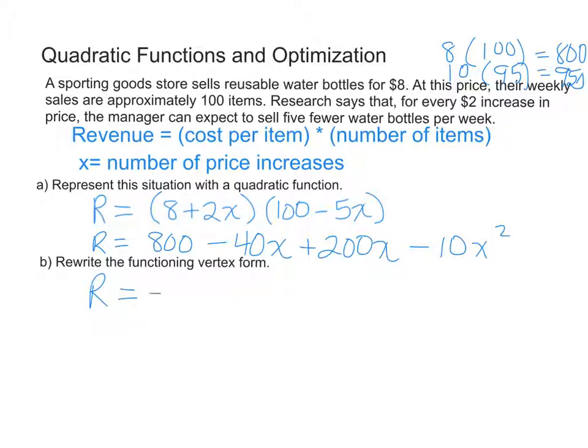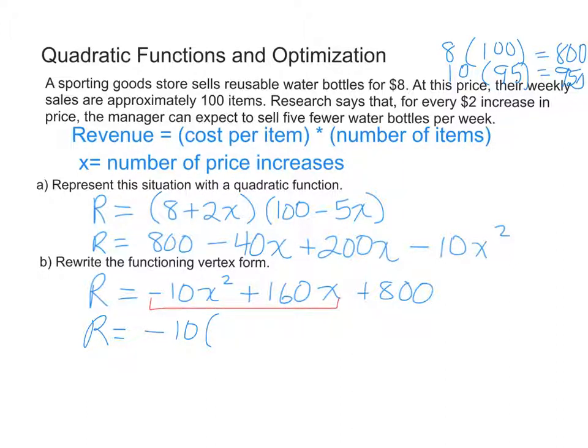Standard form will look like this: negative 10x squared plus 160x plus 800. So now remember, factor out the coefficient from the first 2 terms. The coefficient on the first term is negative 10, so I'll take that out. This will become x squared minus 16x. I'm going to leave that space so that I can complete the square. And the plus 800 is outside the bracket because I didn't factor out the negative 10.